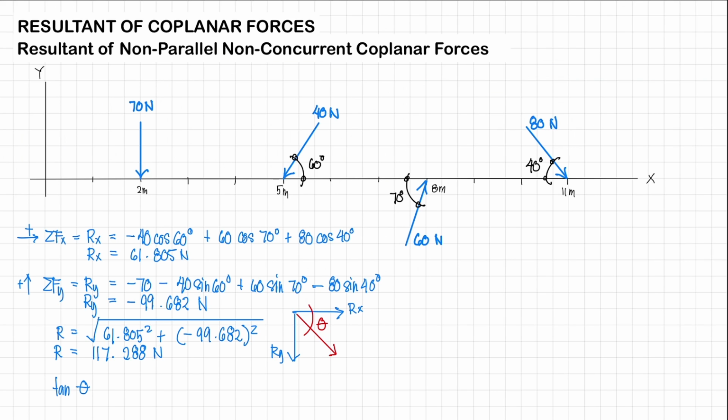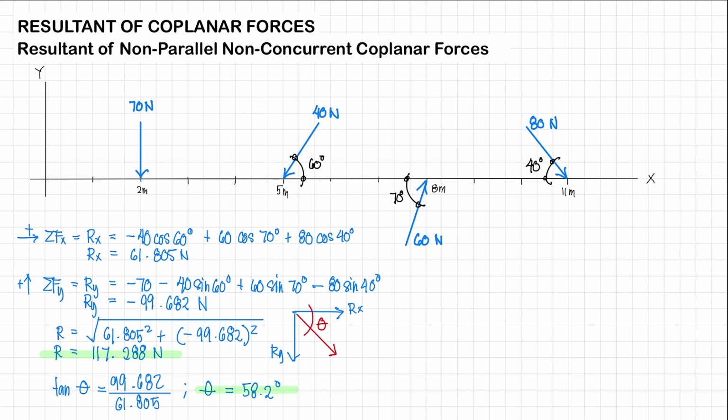Okay, so our theta is going to be equal to tangent theta, Ry, or rather, Ry is 99.682 divided by Rx, which is 61.805. Therefore, our theta is going to be equal to 58.2 degrees. All right, so we know the resultant. We know its angle of inclination. The next thing that we need to know is the location of your resultant.